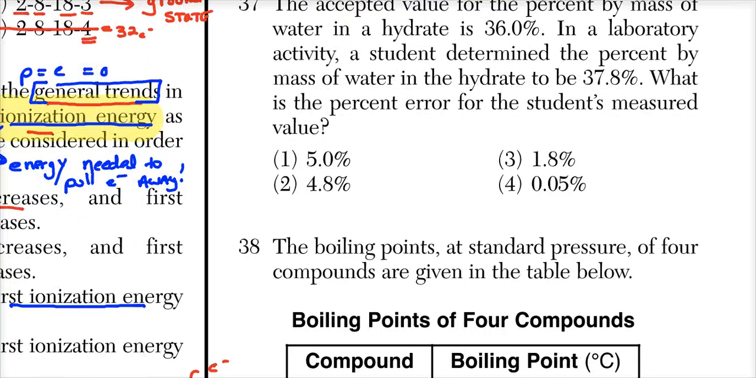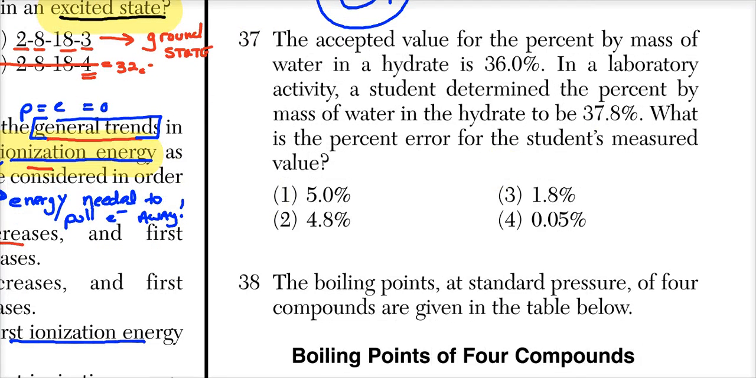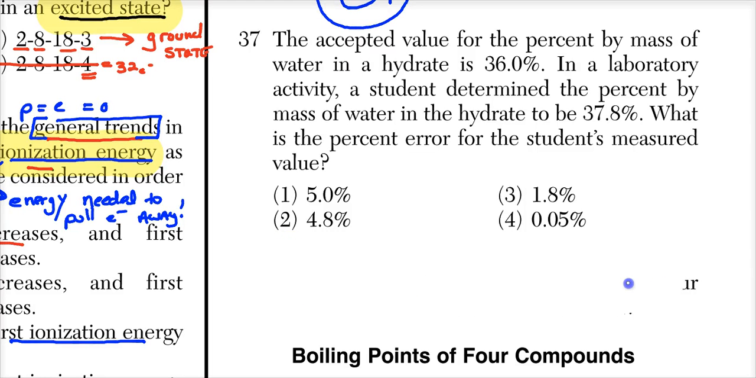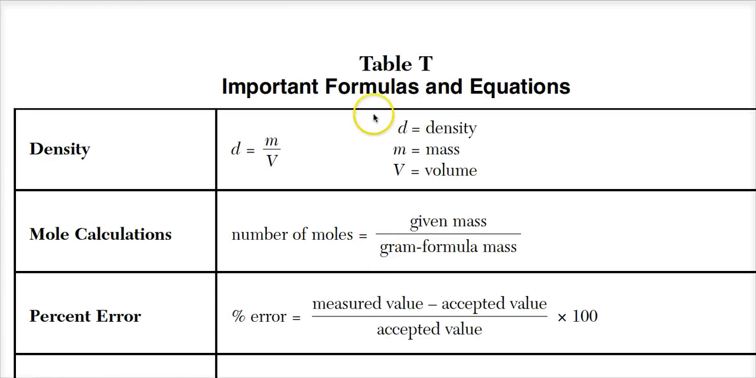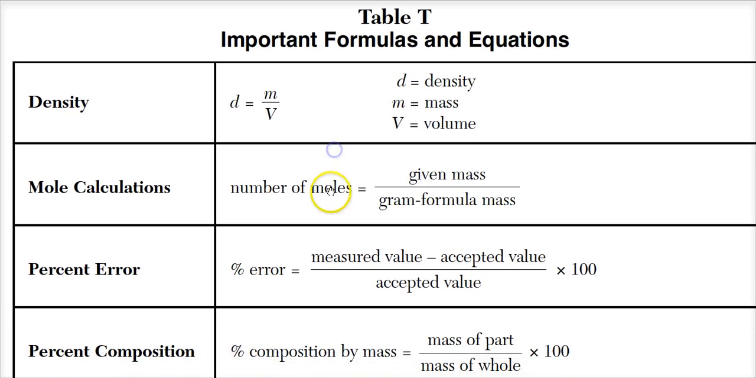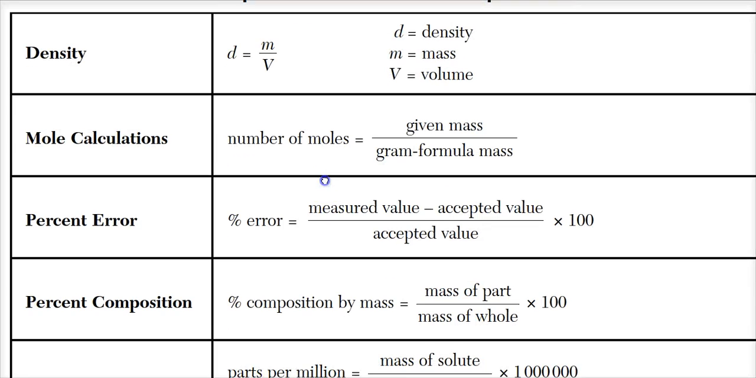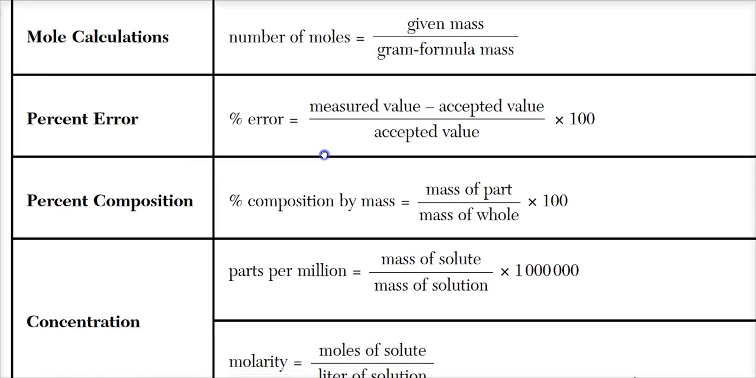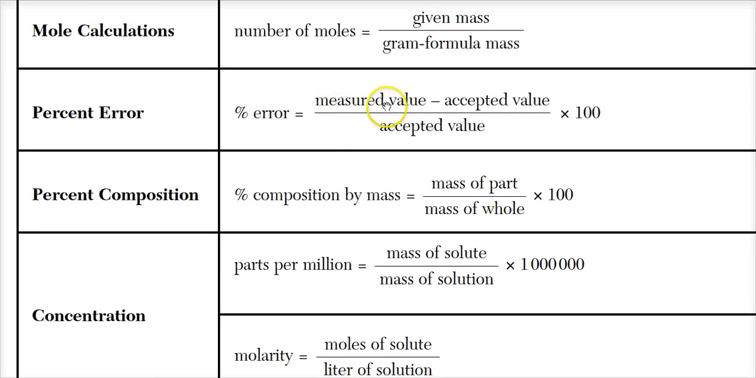So let's make some room for this. For percent error, you have almost all the formulas you're going to need in Table T. So let's go there. And voila, here is Table T in all of its glory. Now, density, mole calculations, percent error, that's our hero right now. You take the measured value, which is your experimental value, minus the accepted, over the accepted, times 100. So that's what we're going to do.